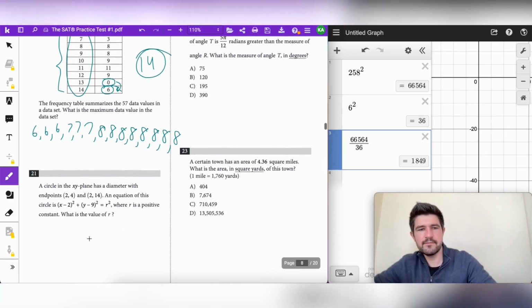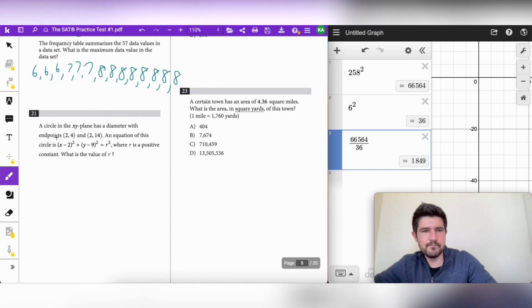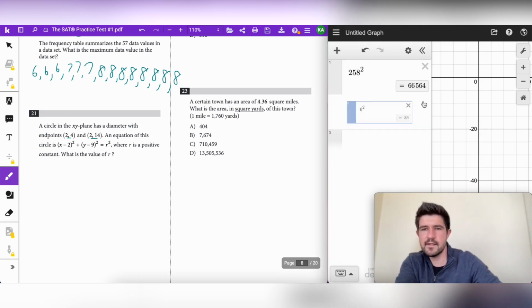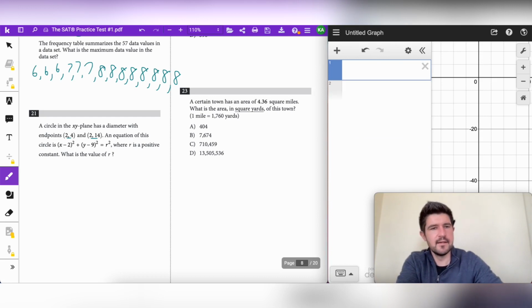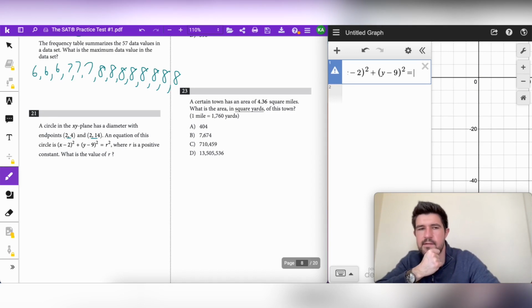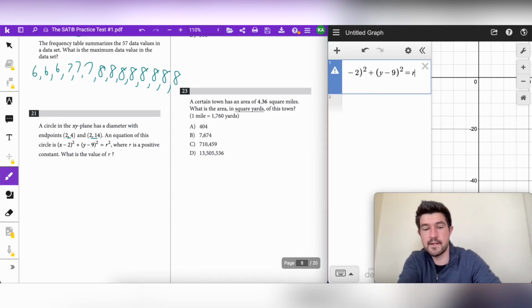21, we've got a circle, a diameter with these endpoints. An equation of this circle is this. Okay, cool. What's the value of r? All right, so I'm trying to think, can we do this in Desmos? I'm pretty sure there's a way that we could do it. Let's play around in Desmos. This is going to be good for me and for you. So let's see what we can get. We've got x minus 2 squared, plus y minus 9 squared equals, now it says r squared.